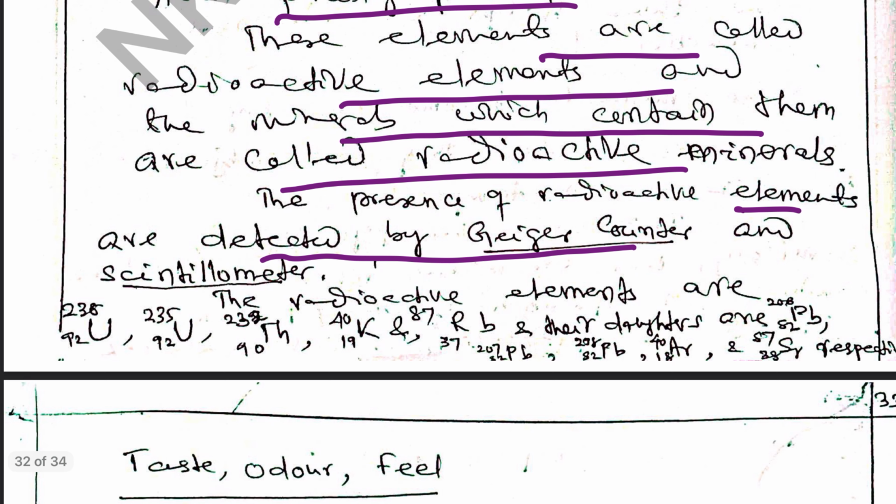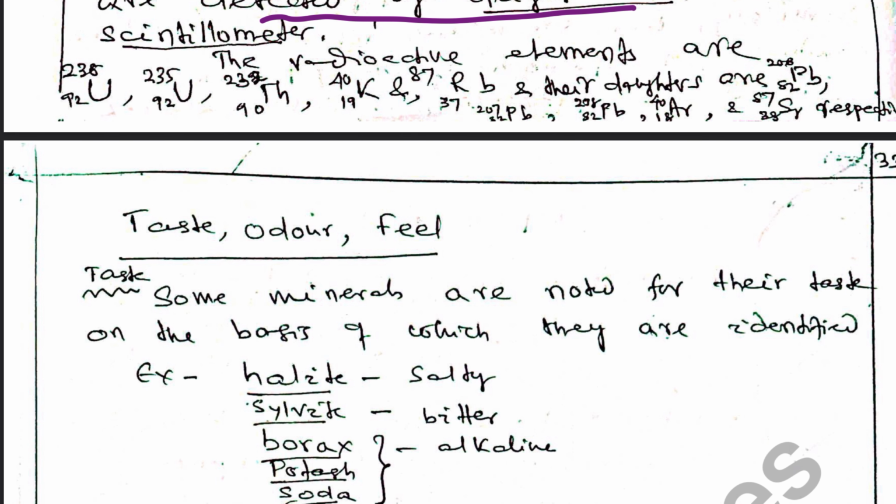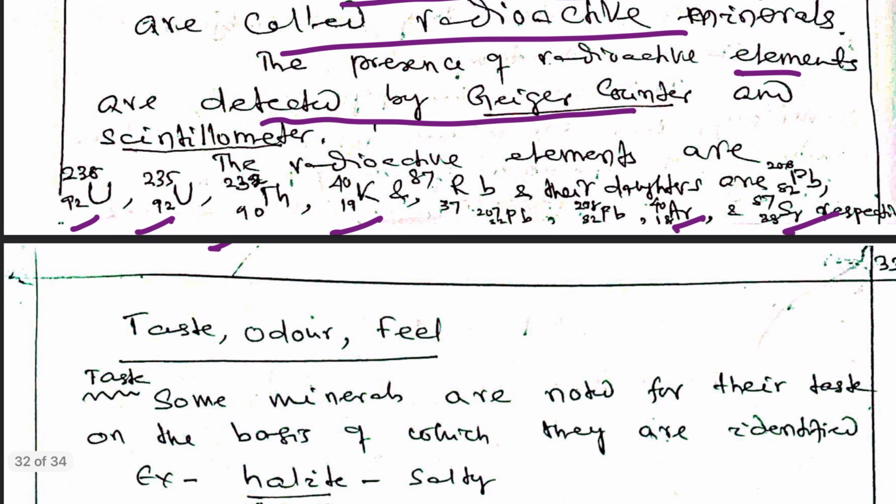Or by gold leaf electroscope. The radioactive elements are uranium 238, uranium 235, thorium 232, potassium 40, then argon 40, rubidium 87. So, these are radioactive elements, and the minerals which contain these radioactive elements are detected by these instruments: counter, gold leaf electroscope, scintillometer.